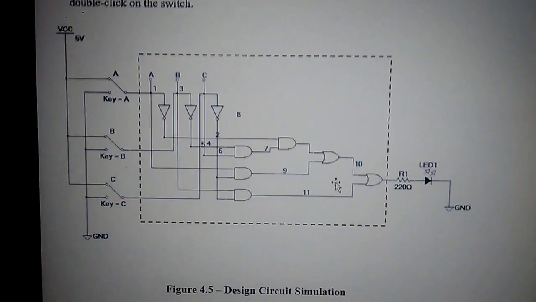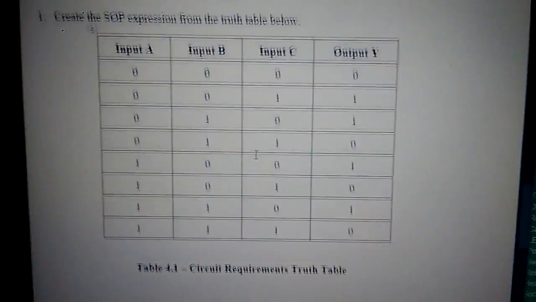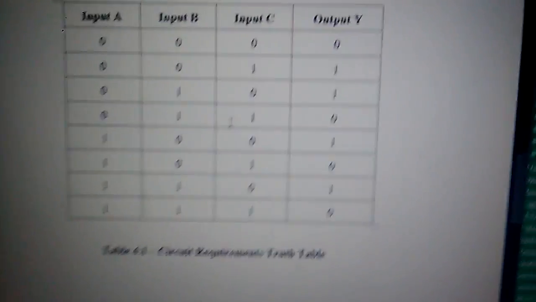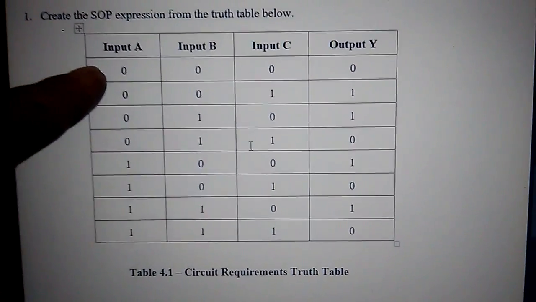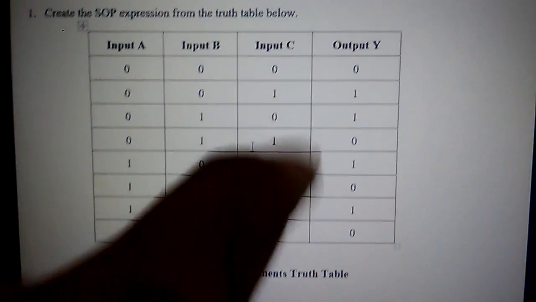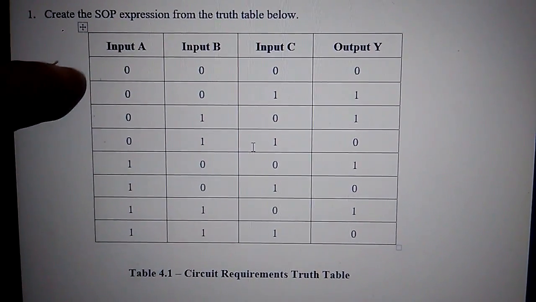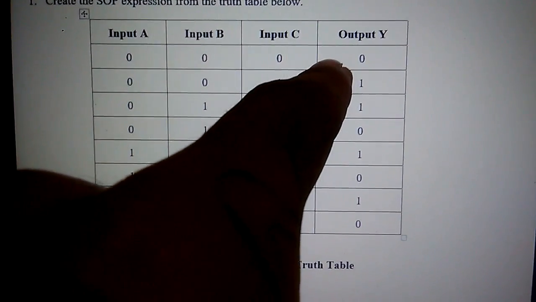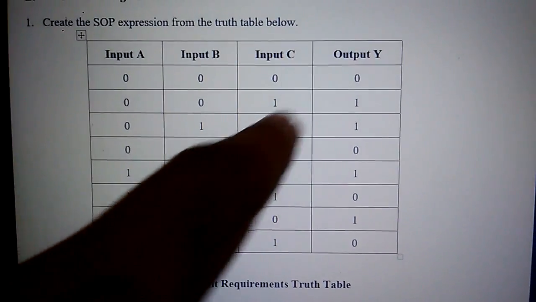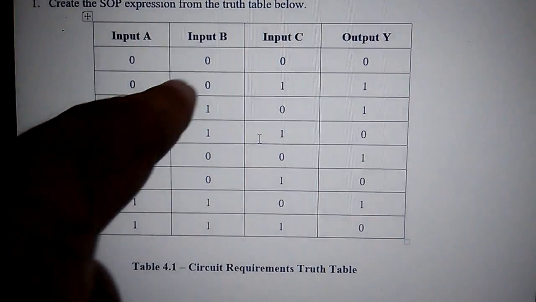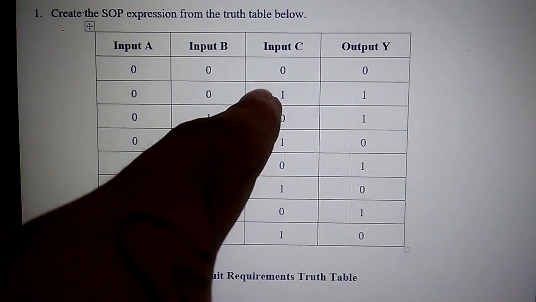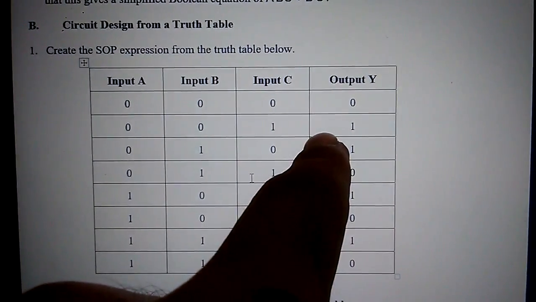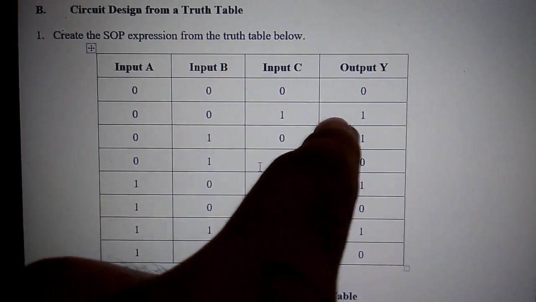Now the circuit's supposed to work according to this table. A 0 is low voltage, a 1 is high voltage. When we have 3 low voltages, we get a low voltage output. When we get 2 low voltages and 1 high voltage input, we get 1 high voltage output.